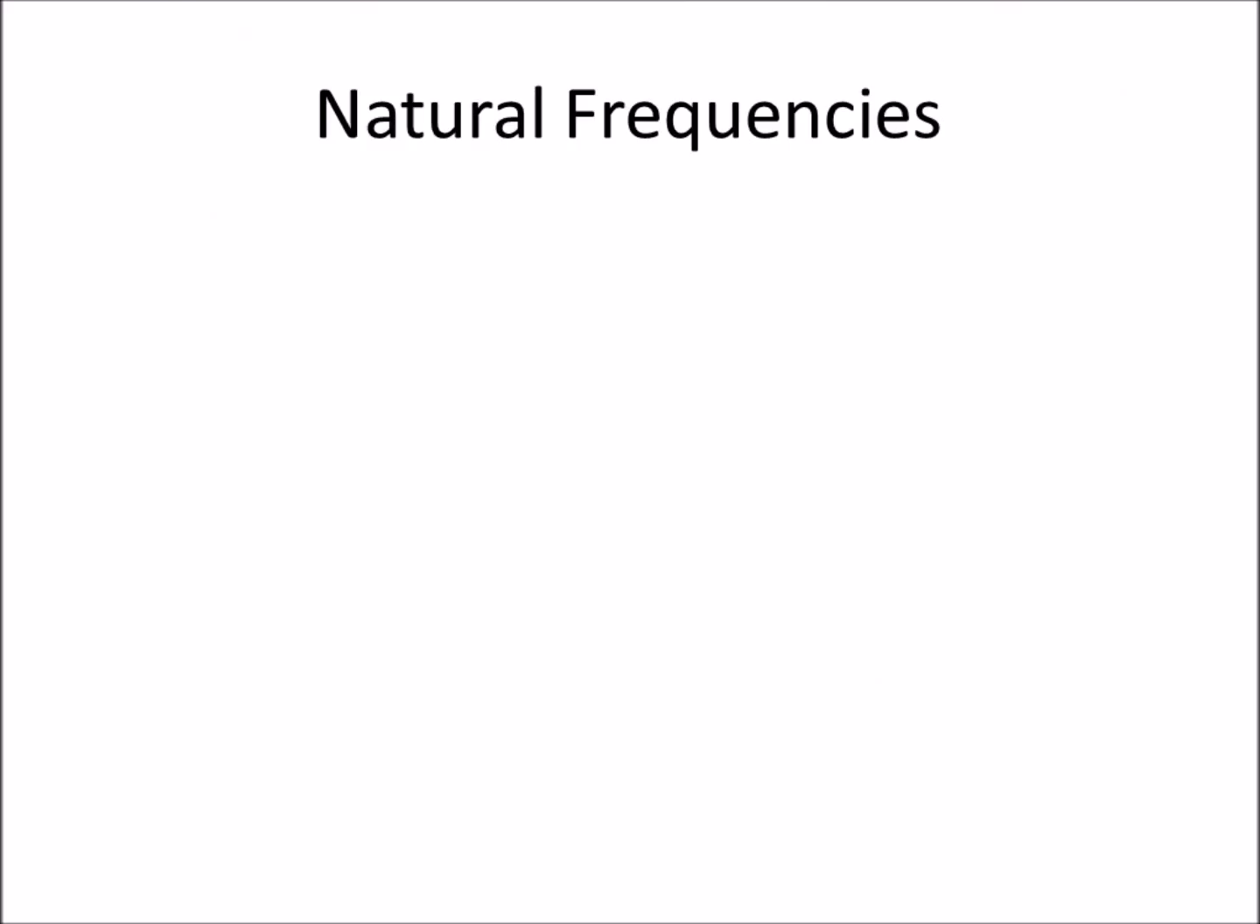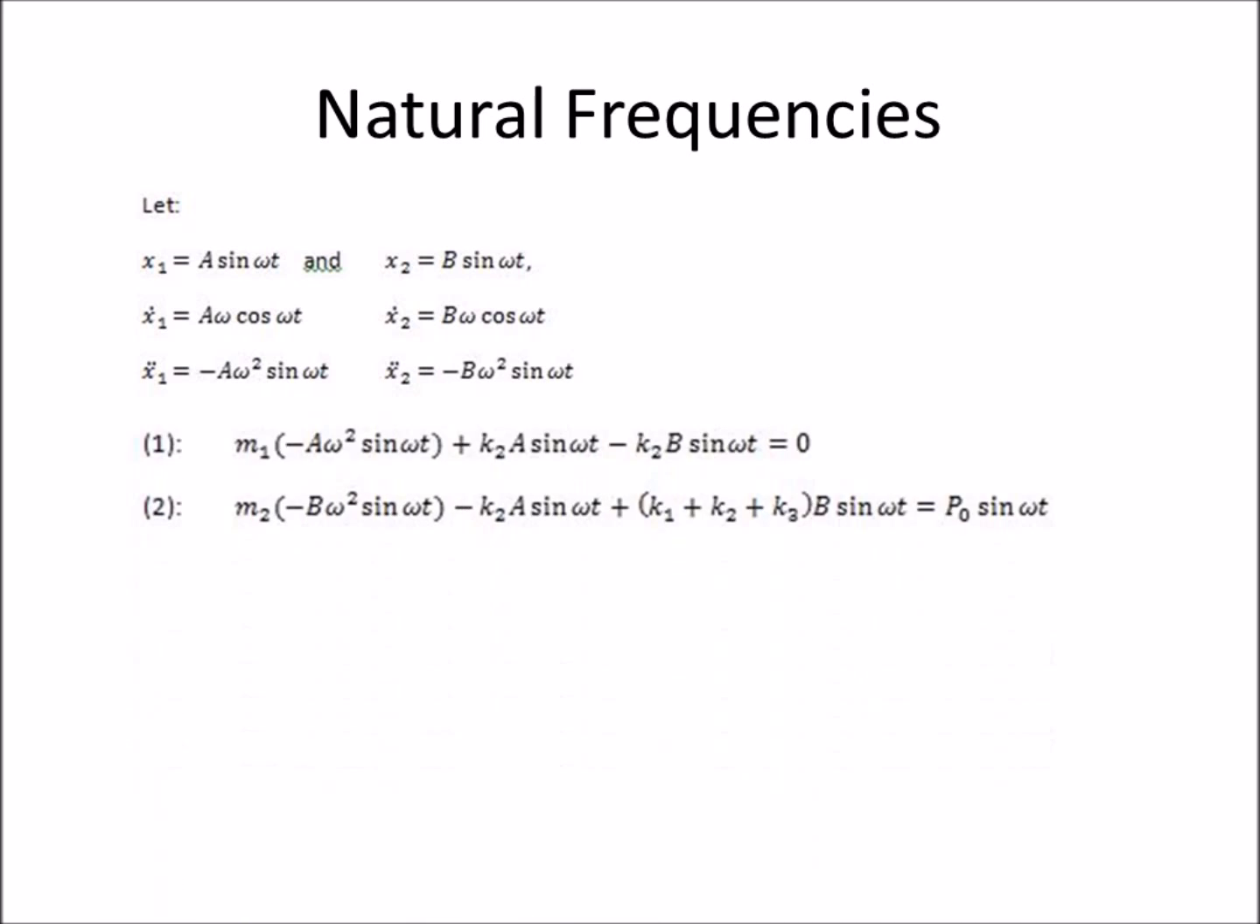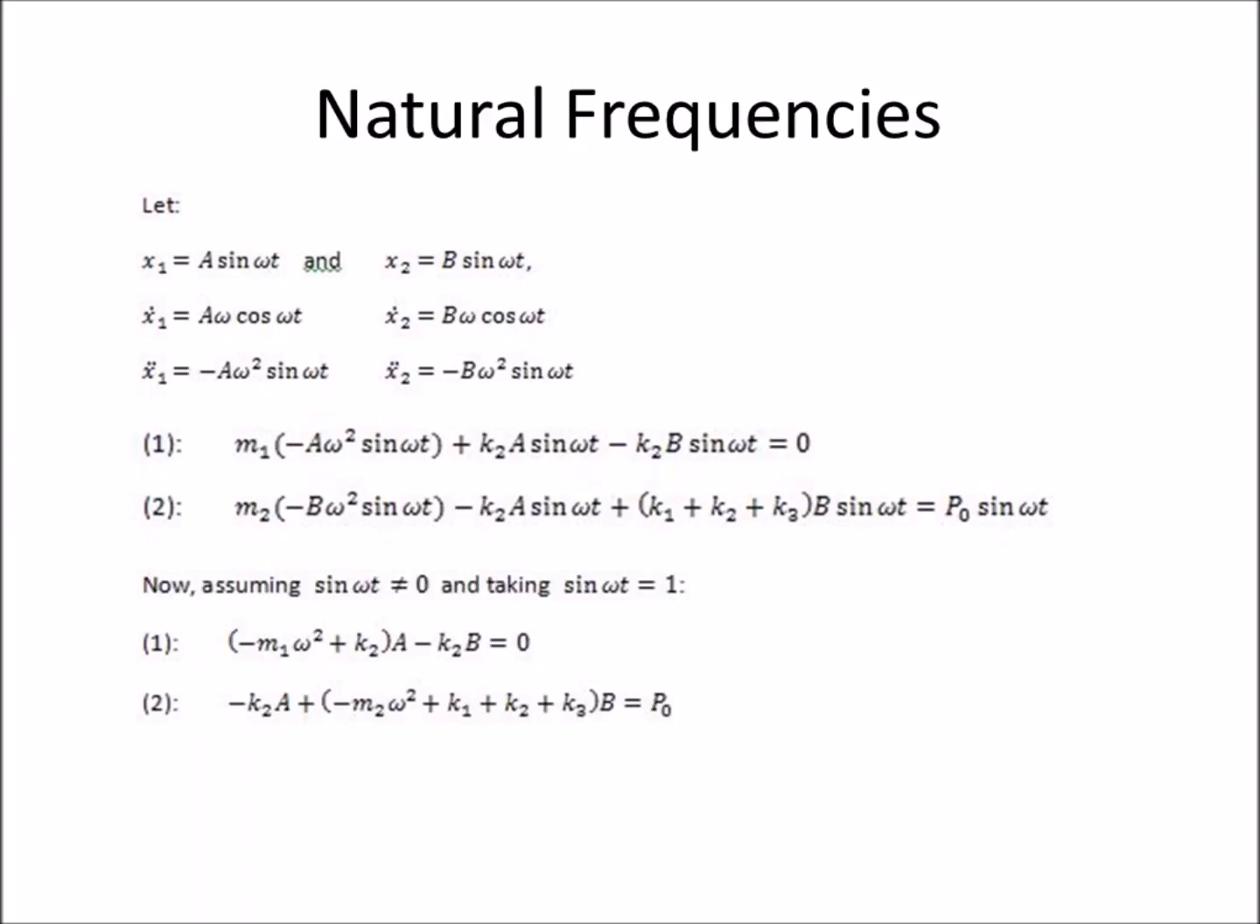For natural frequency, let's assume x1 equals A sine omega t and x2 equals B sine omega t. By differentiating them twice, we obtain the equations for x double dot 1 and x double dot 2. Then we substitute these into equation 1 and equation 2. In harmonic excitation, we assume that sine omega t is not equal to 0. So now take sine omega t equal to 1 and put them back into equations 1 and 2.